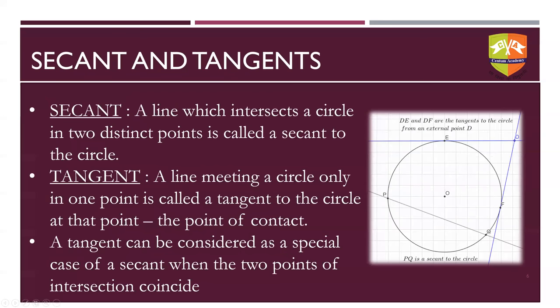Next. In the 9th grade, you studied in more detail the properties of circles, like chords, arcs and theorems related to that, the perpendicular to the chord and all that. In 10th grade, we took up 2 more vital components of the circle, secant and tangent. What is a secant? A secant is a line which intersects a circle in 2 distinct points. So you can see PQ here in the diagram, P and Q.